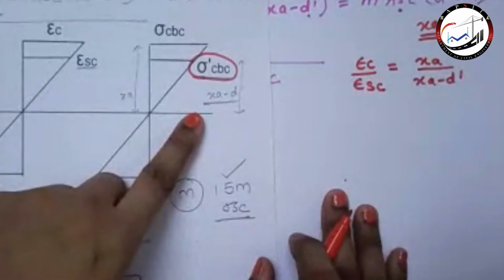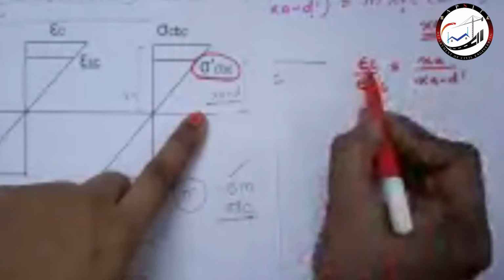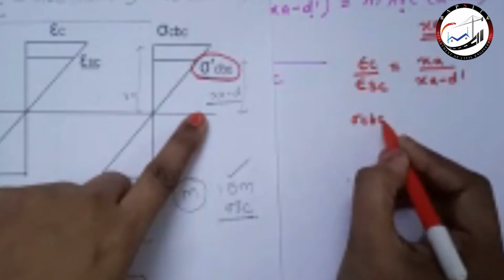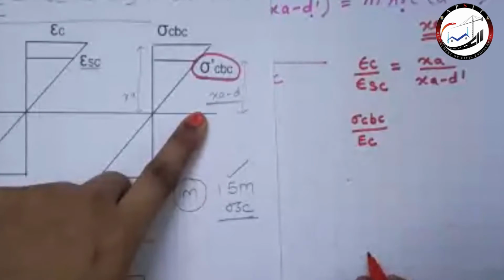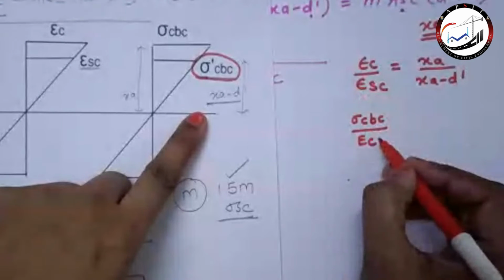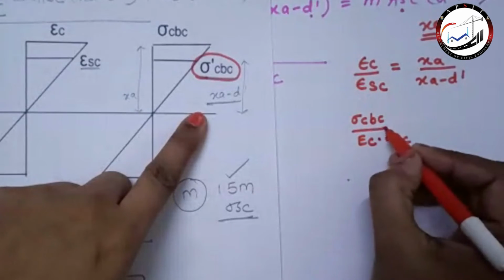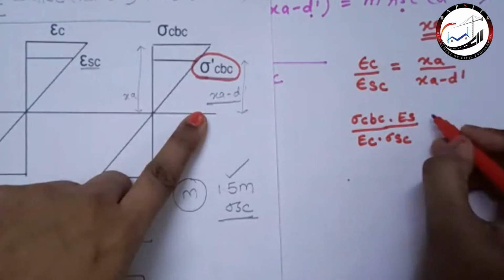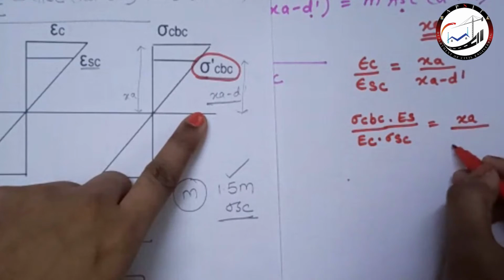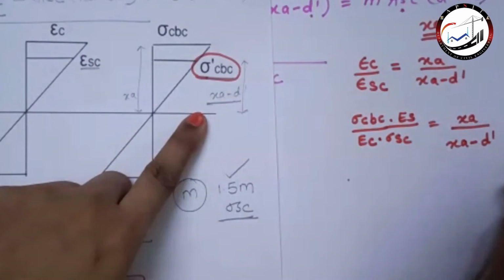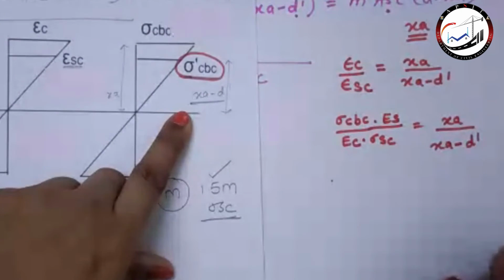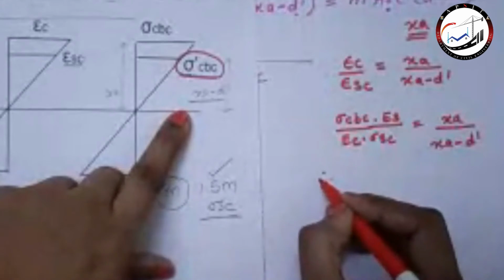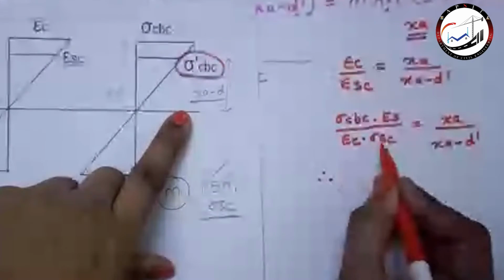Now I will just replace this. You know that epsilon C is sigma CBC upon EC. Similarly, epsilon SC is equal to sigma SC upon ES for the steel, which goes up, is equal to XA upon XA minus D dash. Just replacing these two epsilons in terms of modulus of elasticity. Therefore, now I can get the value of sigma SC from this.